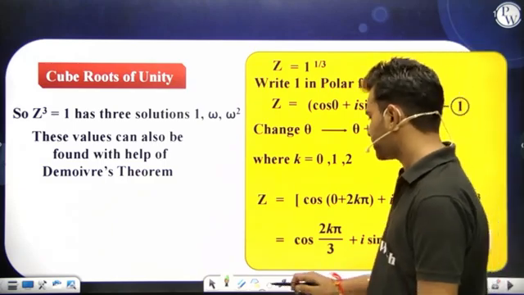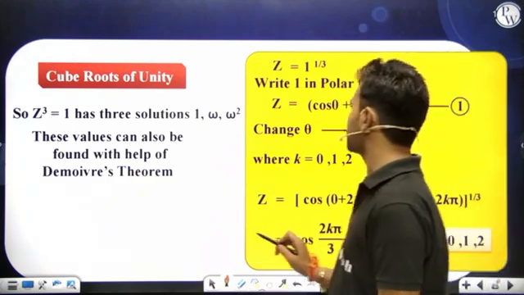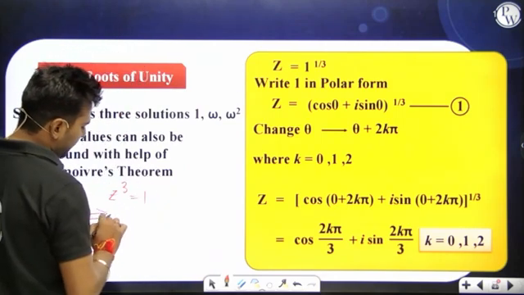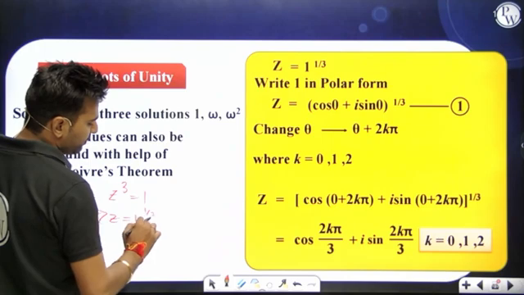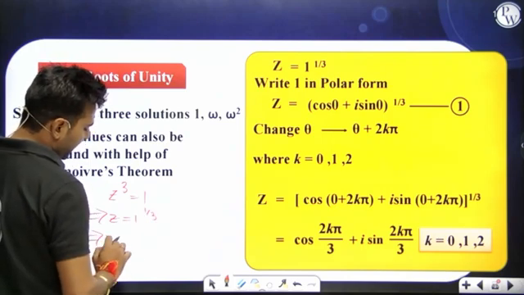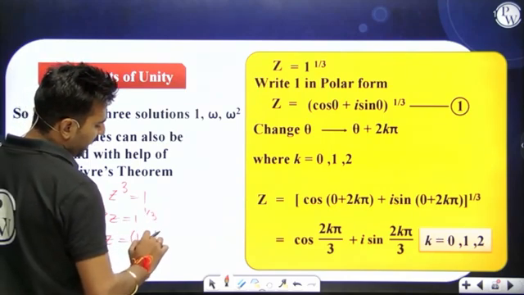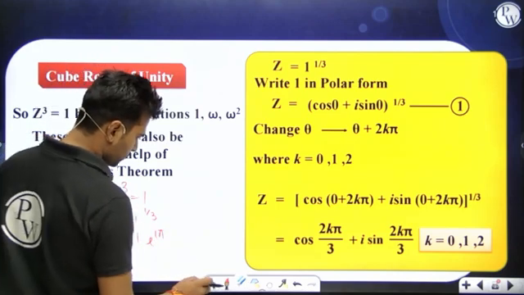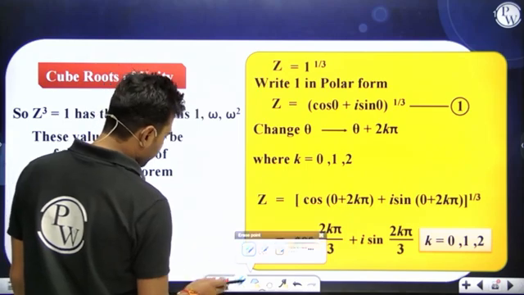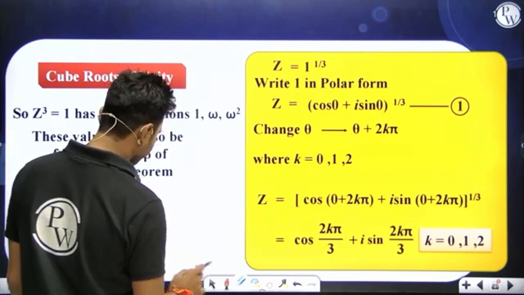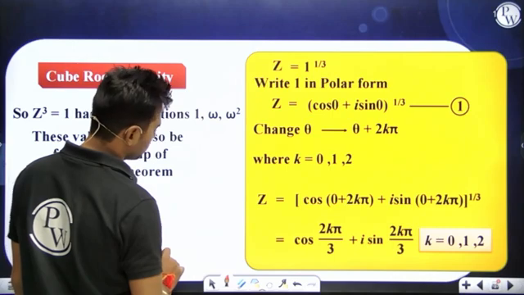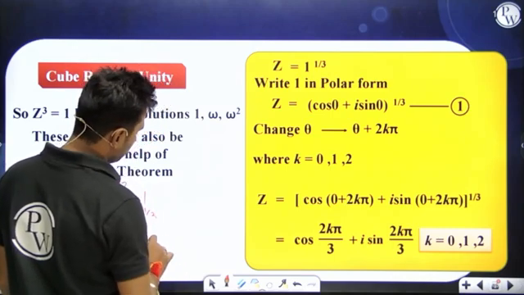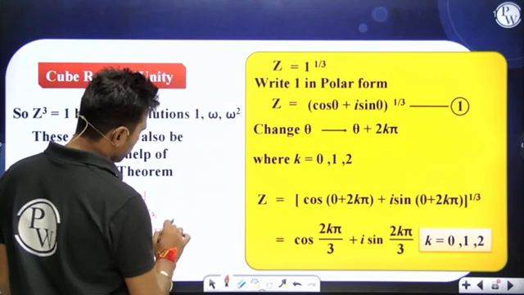Okay, we can do this through De Moivre's theorem as well, because z cube equal to 1 was there. So we can write z as 1 to the power 1 by 3 as well. Now 1 can be rewritten as e to the power i pi by 2. No. It can be rewritten as e to the power i pi. Or 0. e to the power i 0, to the whole power 1 by 3.